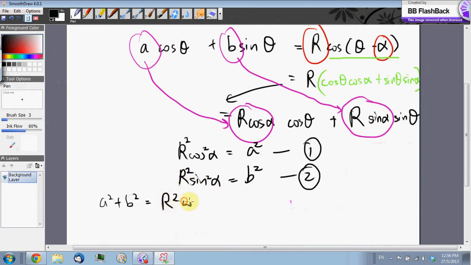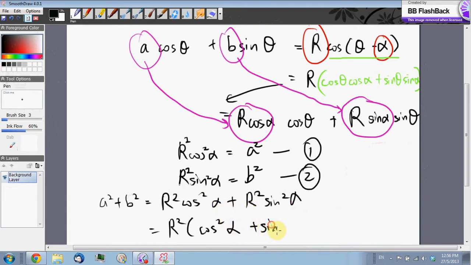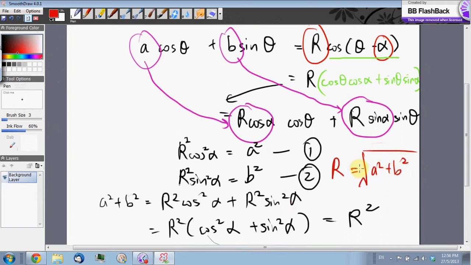This is r square cos square alpha plus r square sine square alpha, and you can simplify it to something like that. If you remember that cos square x plus sine square x is 1, you just get r square. So you can see that r square is equal to a square plus b square, and of course r is equal to root of a square plus b square. We take the positive one.